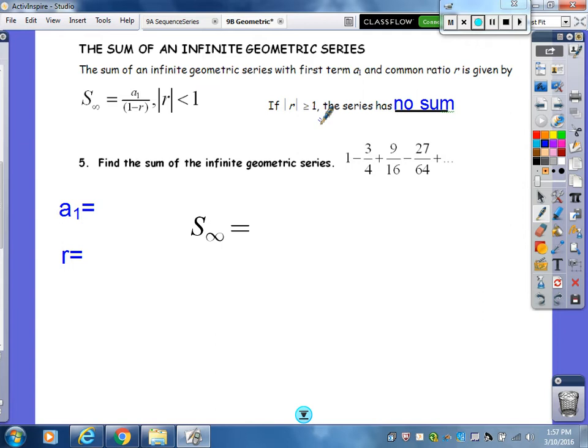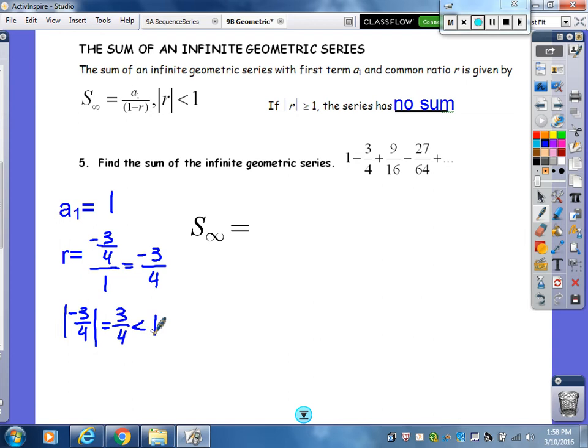Alright, so let's look at this example. We have the following series. They tell us it's geometric. So my first term, well this is easy. My first term is 1. What's your ratio? It's going to be negative 3/4 over 1, which is equal to negative 3/4. All right, before you blindly start plugging into that formula, let's check to see if we meet our condition or not. The absolute value of negative 3/4 is equal to positive 3/4, which is less than 1. So that means the sum does exist.